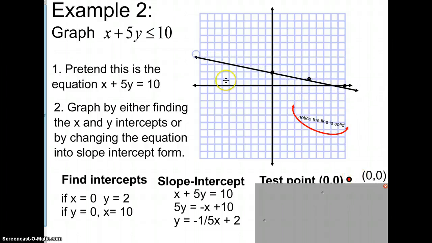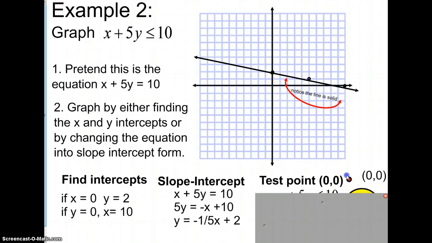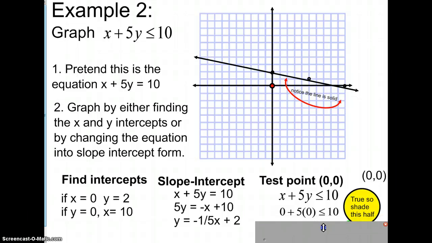Now you'll see that I have a solid line this time, and the reason I have a solid line is because I have the equal bar. Now I'm going to test my point. I'm going to test 0, 0. I put 0, 0 in and I see if it works. So x is 0 and y is 0. Well, if I put those in, I'll see that 0 plus 5 multiplied by 0, and 0 plus 0 is less than or equal to 10.